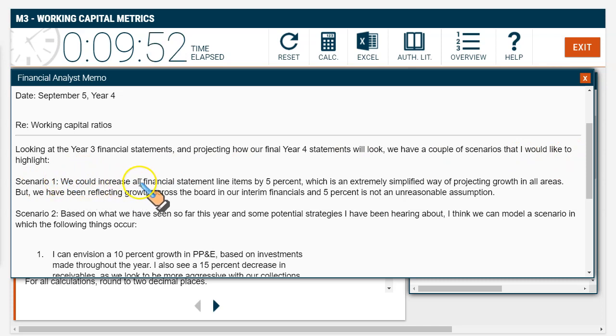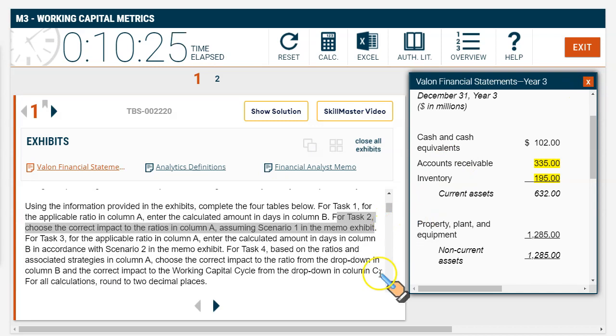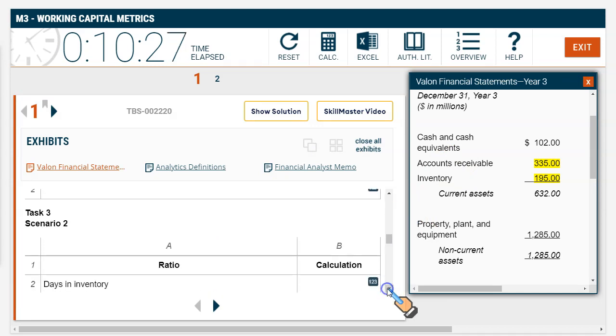We could increase all financial statement line items by 5%. All. This is where I have laid specific emphasis, all. Which is an extremely simplified way of projecting growth in all areas, but we have been reflecting growth across the board in our interim financial statements. And 5% is not an unreasonably high number. So every number on your financial statement is going to go up by 5%. If we do that, how would it affect our ratios? That's what we need to do. So let's go to task 2, this one.